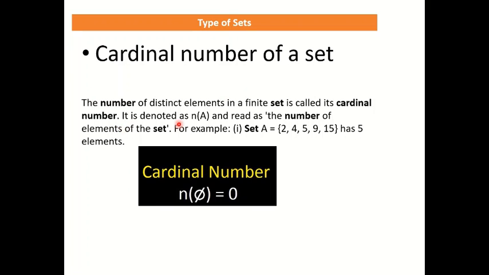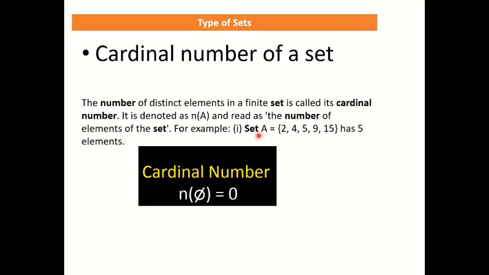Okay, it is denoted by n(A). If a set's cardinality is being found, it is n(A). For another set B, you find n(B). Generally, the cardinal number of a set A is n(A). How should you read it? n(A) means the number of elements of the set.